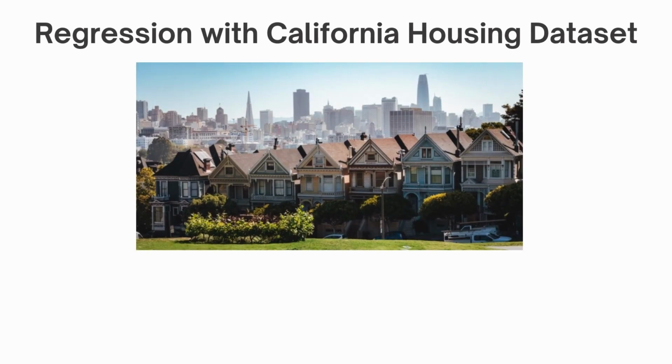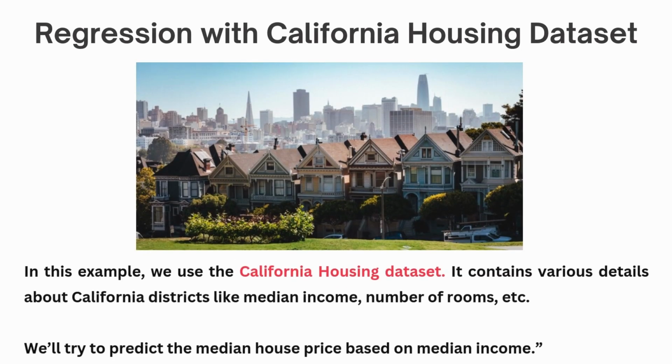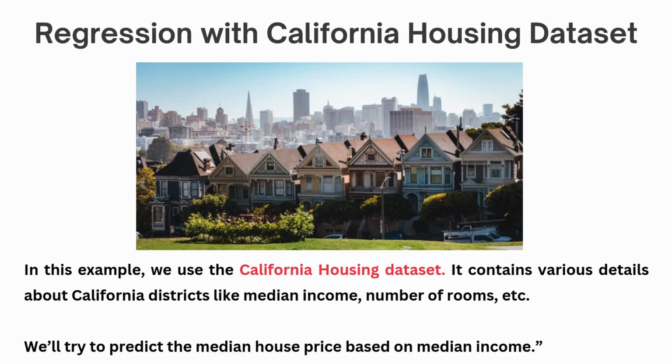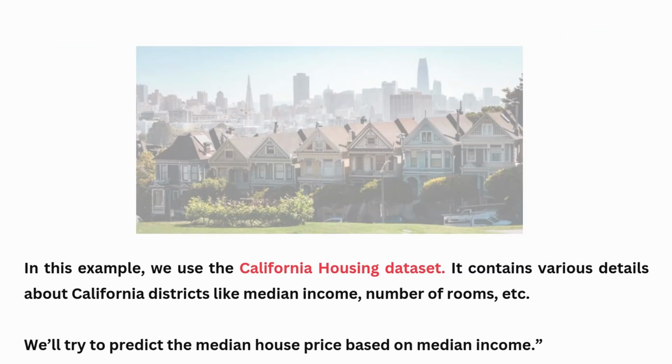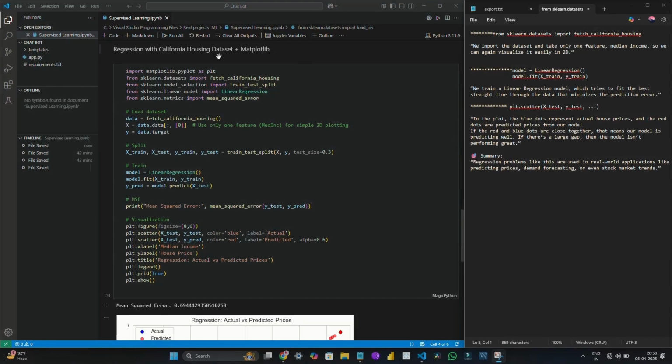Regression using California housing dataset. In this example, we use the California housing dataset. It contains various details about California districts like median income, number of rooms, etc. We will try to predict the median house price based on the median income. Regression with California housing dataset plus matplotlib.